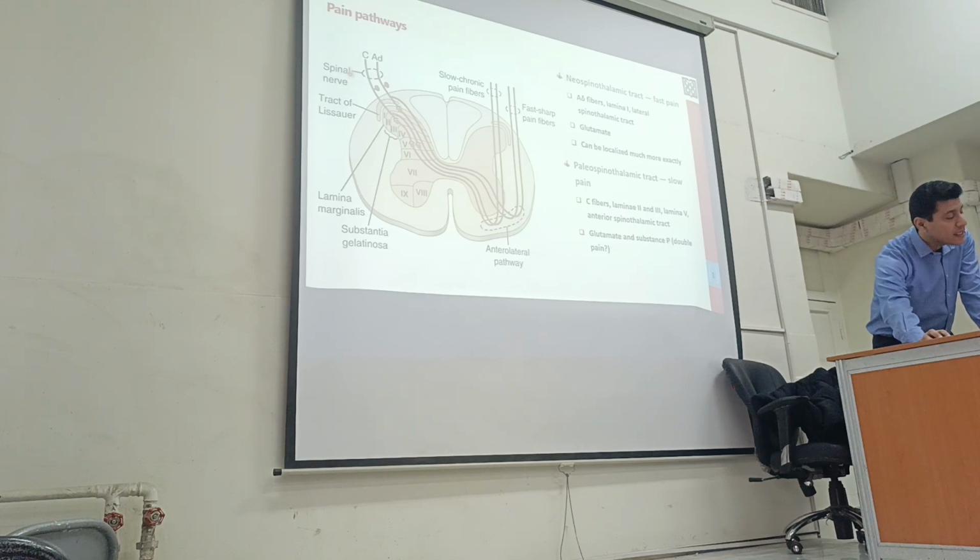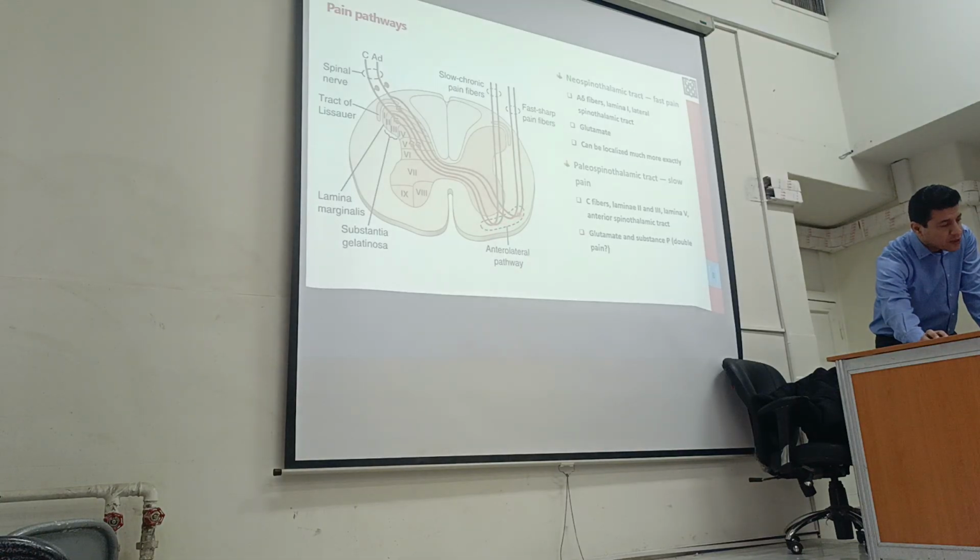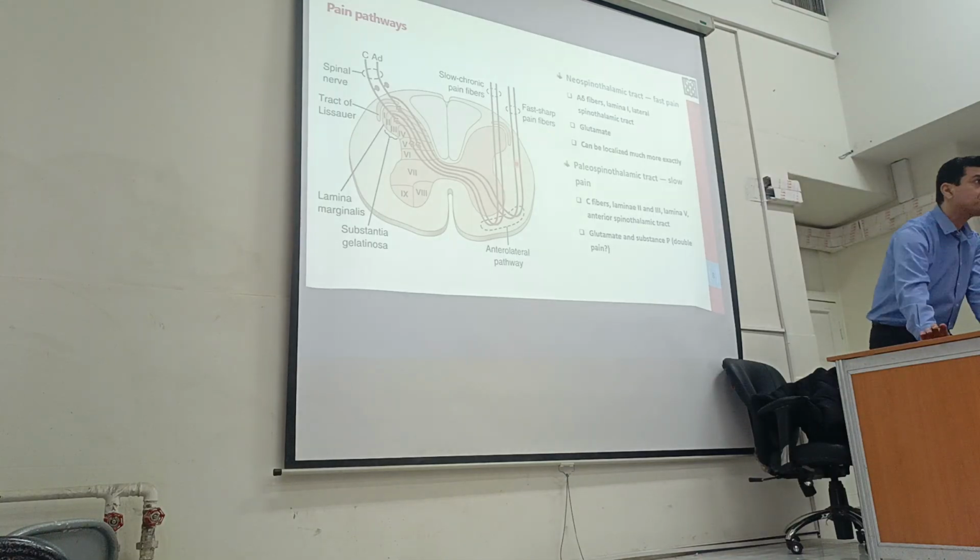But C fibers enter the spinal cord, and in layers 2 and 3, some of them activate neurons here that go to layer 5. From here, other neurons go to the opposite side in the anterolateral pathway and go up in the anterior part of the anterolateral pathway. So anterolateral pathway has two parts, lateral and ventral, right? The ventral part is called paleospinothalamic tract for transmission of slow pain. The lateral part is called neospinothalamic tract, which transmits fast pain.